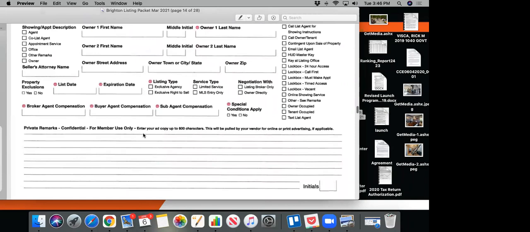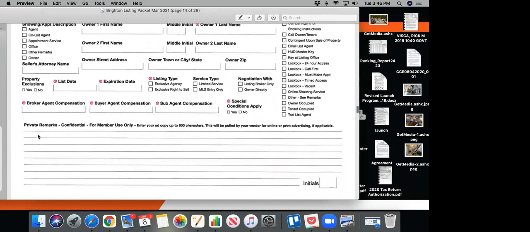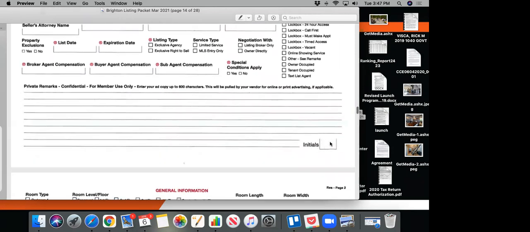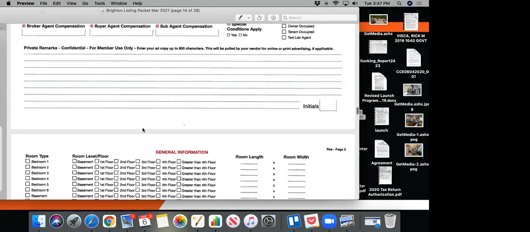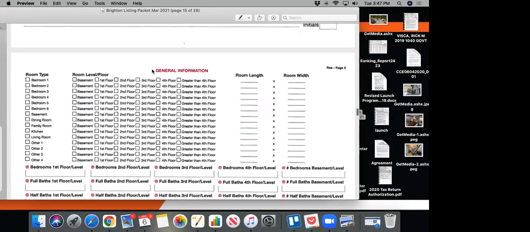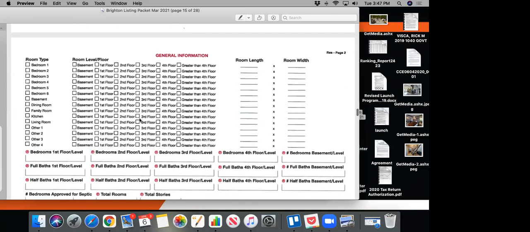All right. Private remarks. These are remarks that only realtors will see. So this is where you want to put your COVID disclosure, if there's delayed negotiations, the instructions, things of that nature. Every page needs to be initialed by the seller. This general information I don't fill out. All this area, room length, width, all that kind of stuff, I typically don't fill out.